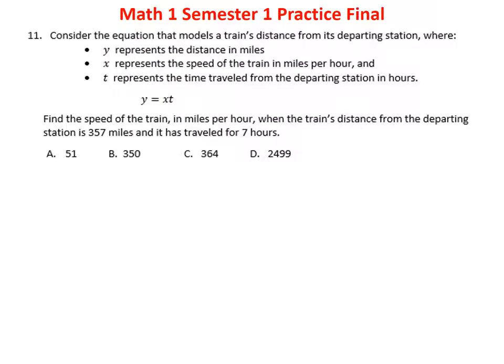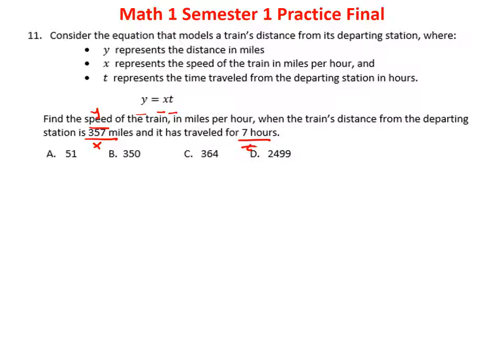In this equation, we're given that the distance equals the speed of the train times the time. The problem asks us to find the speed, which is x, in miles per hour. When the train departs the station, it has traveled 357 miles. That's the distance. It's traveled for 7 hours.